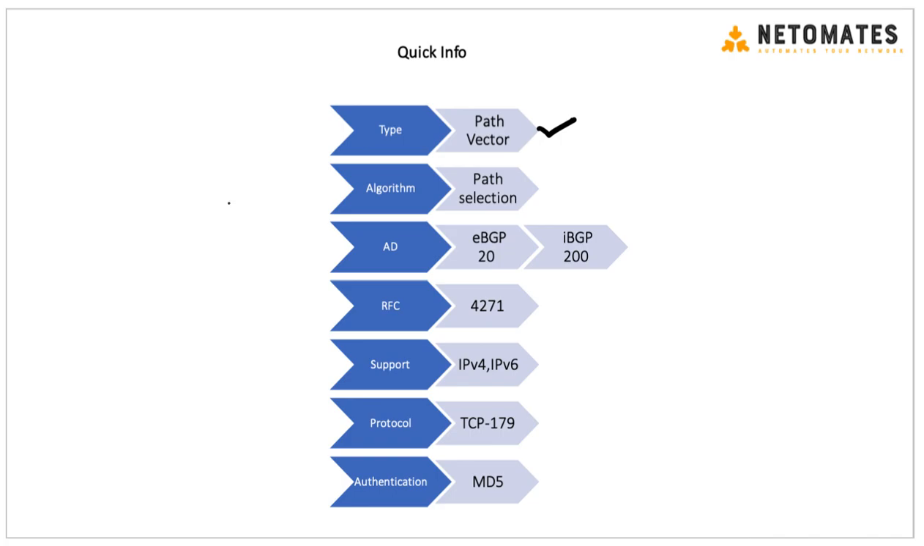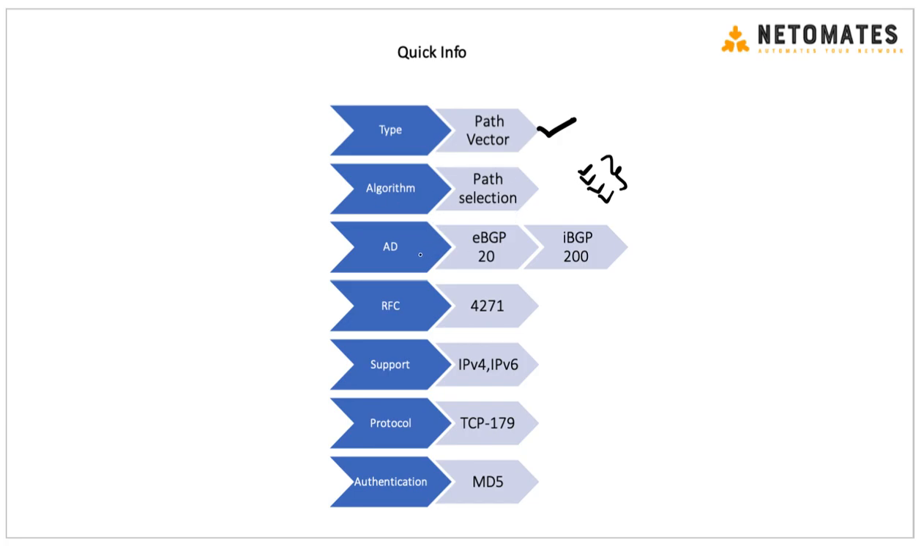vector. Why we call BGP a path vector is that, apart from the routing information, we also add some path attributes to each route so that BGP can take a better decision on which route needs to be selected and how to forward the packets. The algorithm used in BGP is BGP path selection. It has a checklist and checks from top to down. Based on those conditions, it will select the best route.